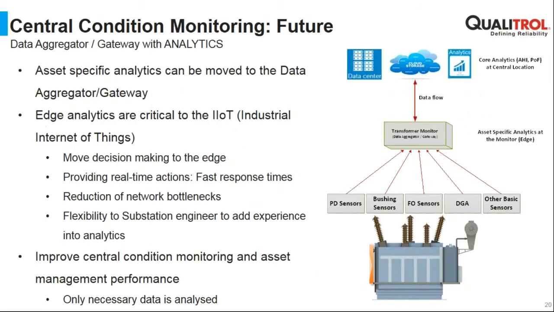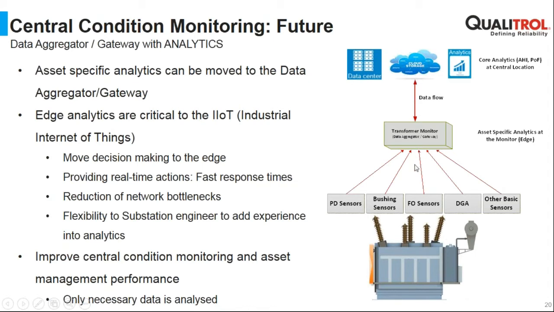Another feature that utilities want nowadays, and at least a few of the utilities have spoken to us about this, is to have analytics available in the transformer monitor. If you see the architecture on the right hand side, there is a transformer, and on the transformer you have multiple sensors. The sensors are connected to one transformer monitoring system, and the transformer monitoring system is sending data to the cloud storage.